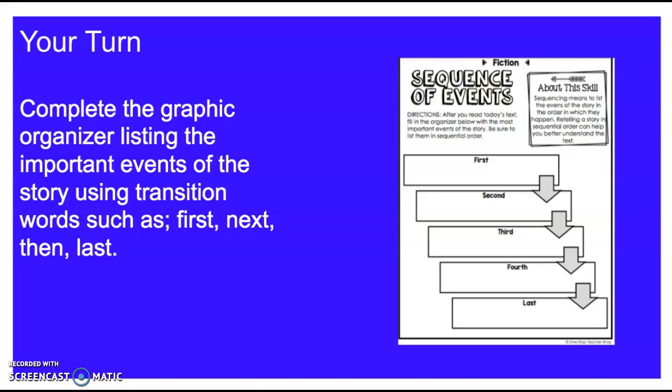Now it's your turn. You're going to complete the graphic organizer listing the important events of the story using transition words such as first, next, then, and last. On this sheet, it happens to have first, second, third, fourth, and last. You can use those words or you can use your own words. You're going to send it to Notability and complete it and then upload it to this assignment.